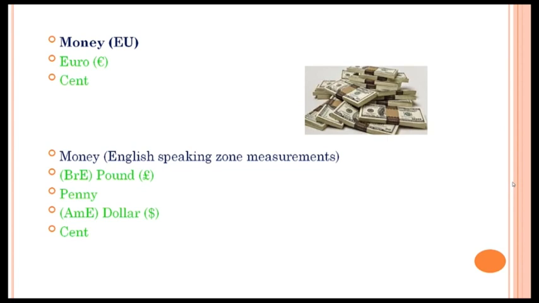Currency, which is used in Europe today, is euro, and its smaller unit is cent. In Great Britain, that is British pound, and its smaller unit is penny. In the USA, that is American dollar, and its smaller unit is cent.